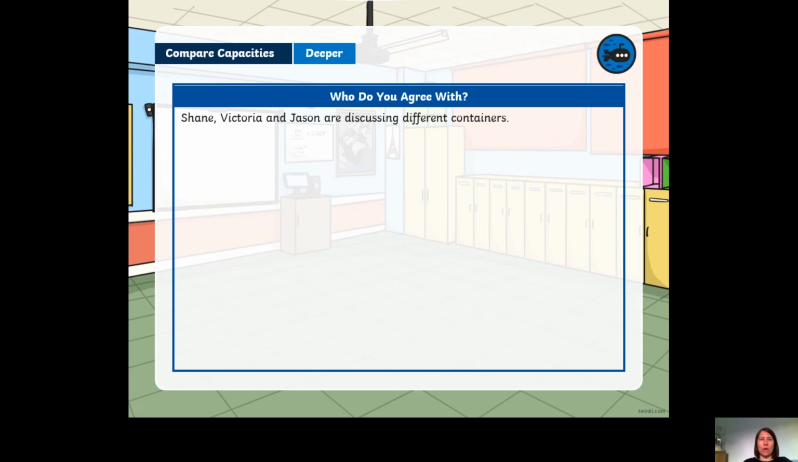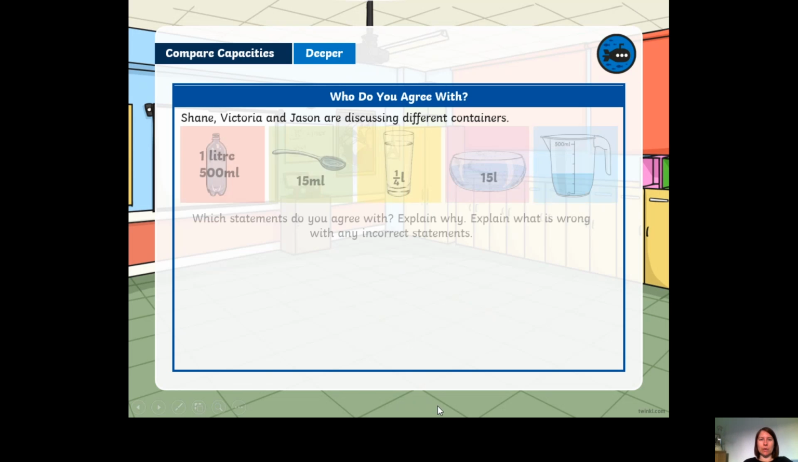Okay, fabulous. Right, so we're diving slightly deeper now, where we need to be doing some thinking and reasoning about comparing capacities. So Shane, Victoria and Jason are discussing different containers. Which statements do you agree with? Explain why. Explain what is wrong with any incorrect statements.